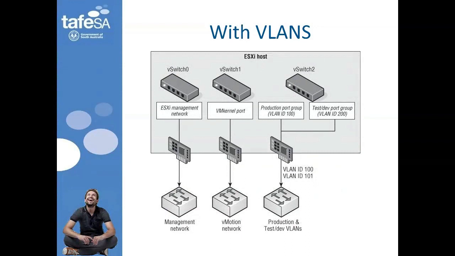With VLANs, we can combine, let's say, the production port group and the test development port group. So if you don't know what test dev means, production is where the real network is, where real clients are. The test dev is where you practice. For practice, we don't need a different physical network. We just make a VLAN for our practice, separated from the real client network, and then we can still do our practice without interfering with the clients. So that's one way.